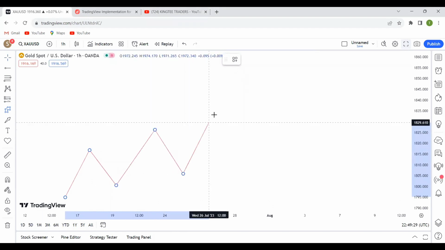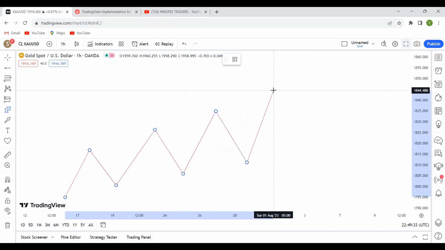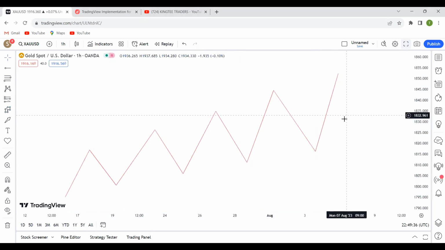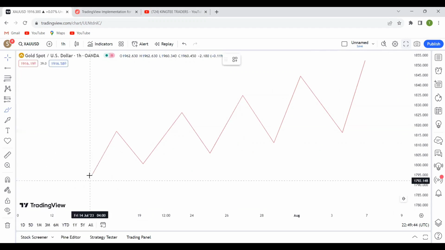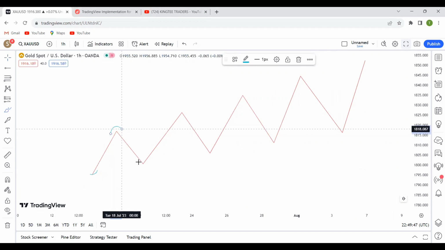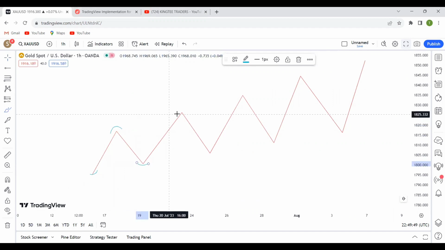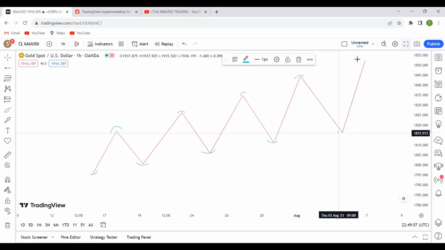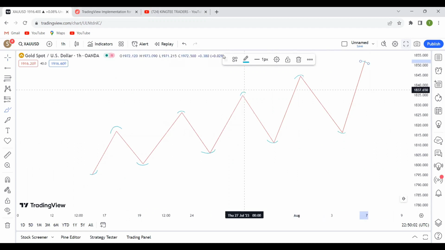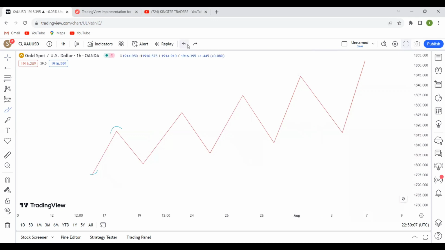In an uptrend, the market creates higher lows and higher highs. And it is important for you to identify those highs and lows. In this case, this is where our low is going to be. This is going to be our high. This is going to be our higher low, higher high, higher low, higher high, higher low, and higher high.